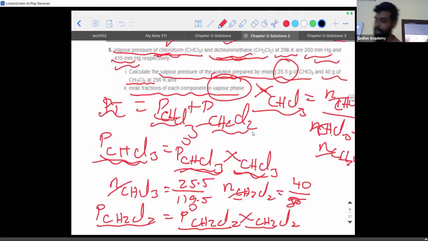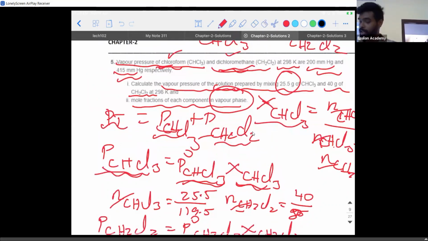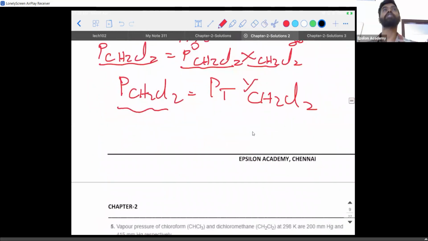Okay, right? So mole fraction of each component in vapor phase. Now, from the previous calculations, we know the partial vapor pressure of CH2Cl2 we calculated, right? Total pressure again we calculated for the previous case. So the only thing which we don't know is this. And once you calculate this, chloroform's mole fraction in gaseous phase can also be found. Done. So Raoult's law, very easy.